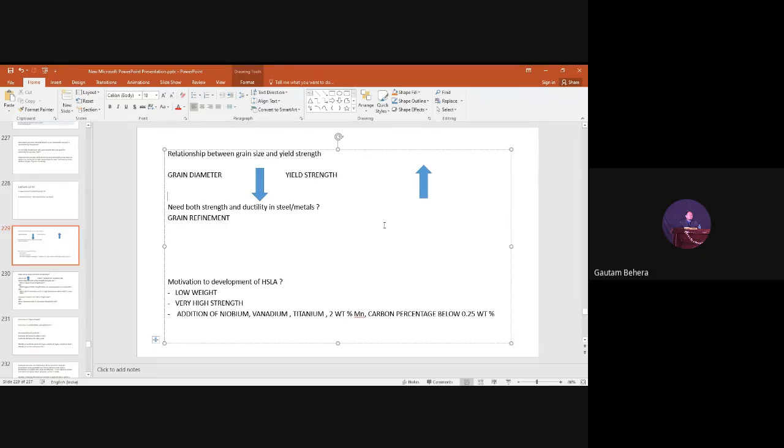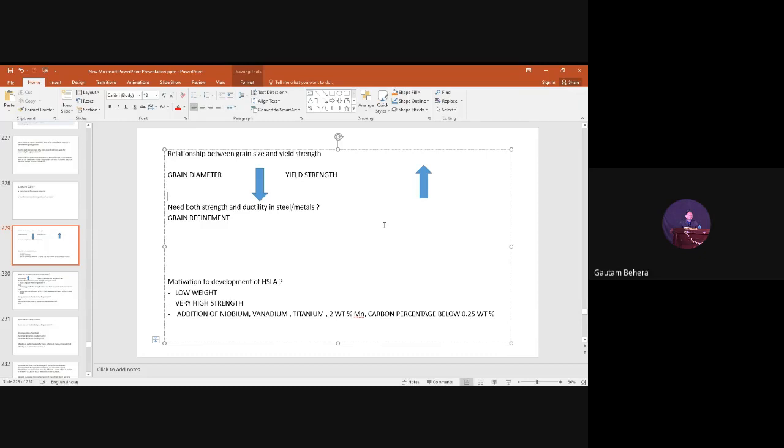How is this possible? By the addition of certain alloying elements like niobium, vanadium, and titanium. Sometimes we add some molybdenum, sometimes some nickel, and other alloying elements for different purposes. But the major alloying elements are niobium, vanadium, and titanium. They are added in a very small amount, some 0.1, 0.2% like that. It is enough.